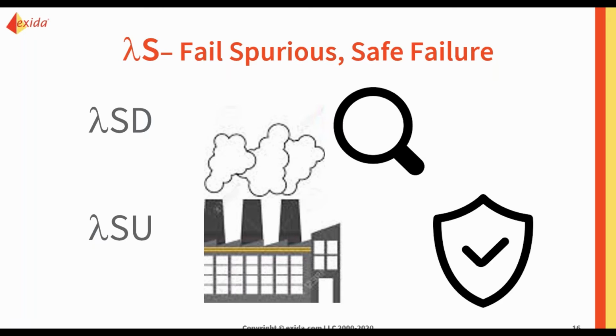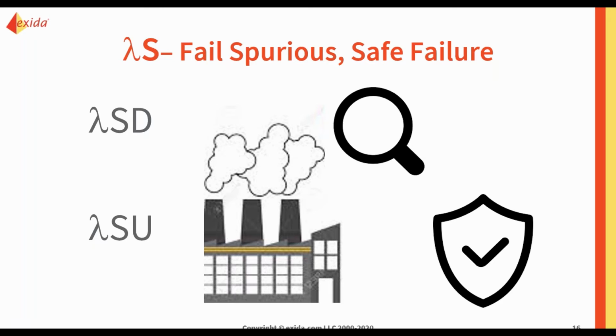So as I said before, that lambda S is your safe failures, your spurious trip rate. It's going to be any failure that does not have the potential to put your safety instrumented system in a dangerous or fail-to-function state. So that seems good, right? It is a situation where your safety-related system or a component fails to perform properly in such a way that it calls for the system to be shut down when there's no hazard present.